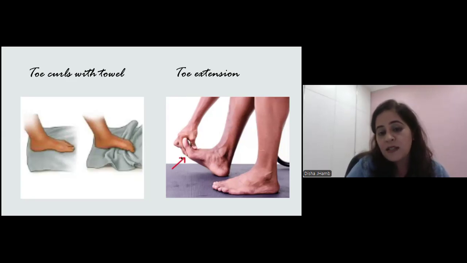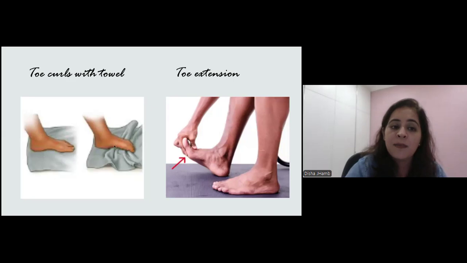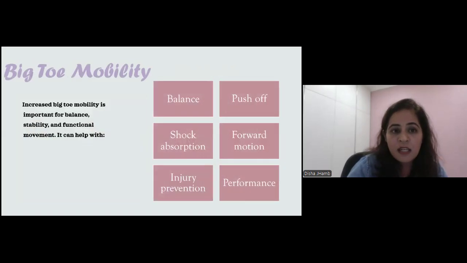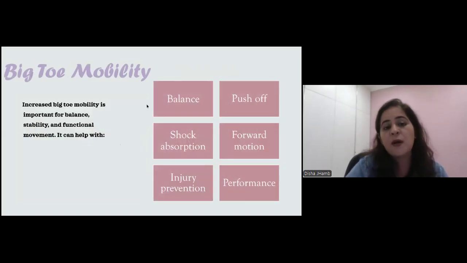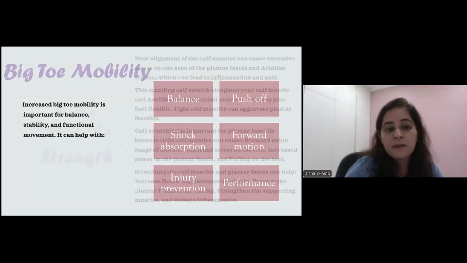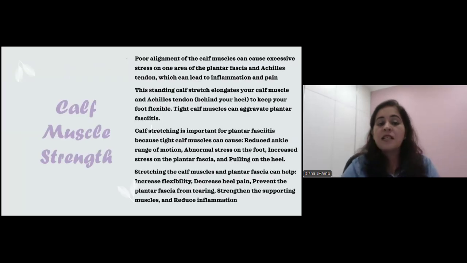This is a very important stretch in plantar fasciitis management. And as we spoke about the towel curling one, this is the same thing, that in this you are going to use more of your toes in scrunching the towel. Big toe mobility is important because it helps with balance, push off, shock absorption, forward motion, injury prevention, and overall performance. Then comes the calf muscle strength.